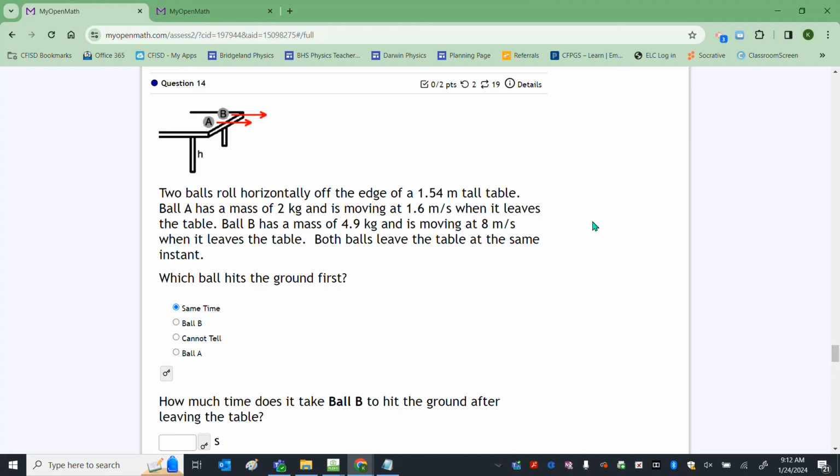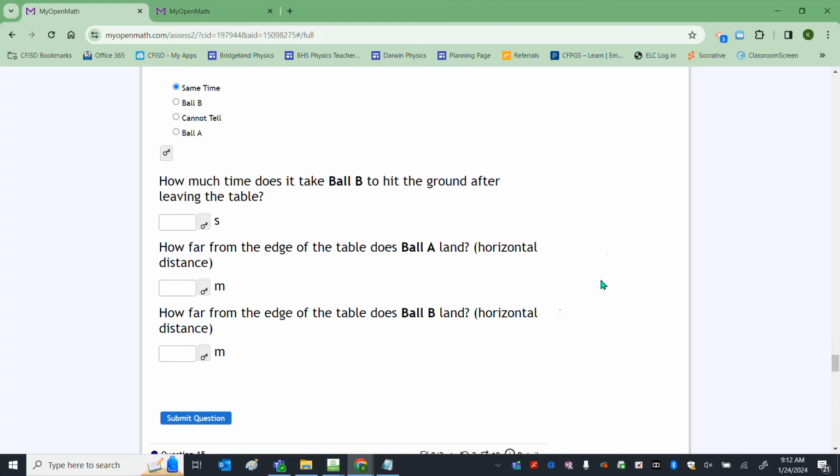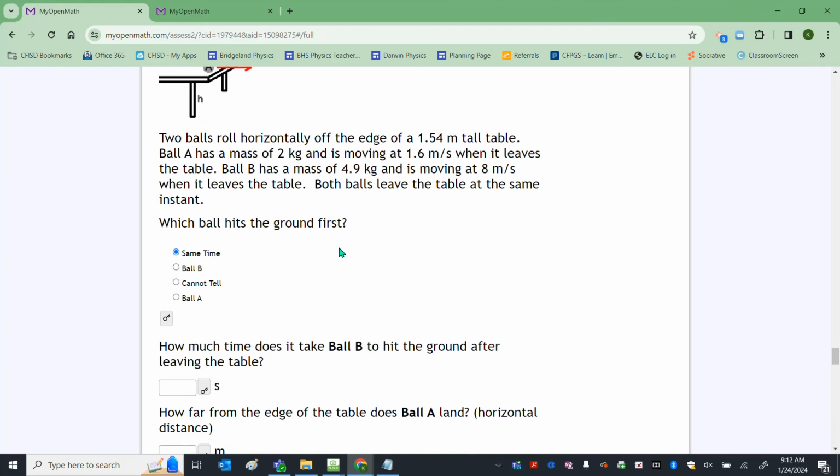But if they're both horizontal, then you would expect them to hit the ground at the same time if they come from the same height and they leave the table at the same time. There are some calculations here as well, which I'm not going to do, but you're welcome to look at those too. I mostly just wanted to talk about the concept question here.